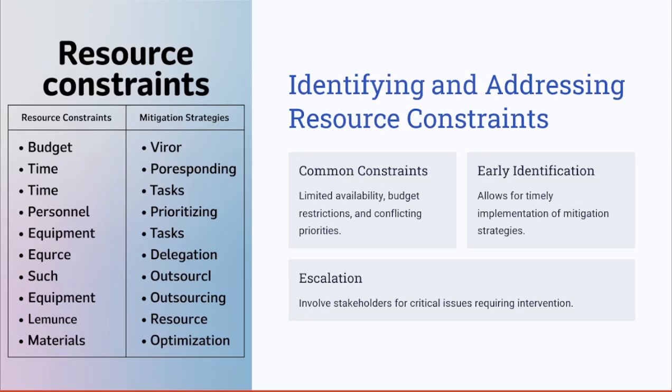And for example, here, let's say that a project may face an equipment shortage due to supply chain delays, or budget restrictions limiting additional hires. So by conducting an early identification of such constraints, it allows the project managers to implement mitigation strategies such as resource reallocation or escalating issues to the stakeholders for a resolution.